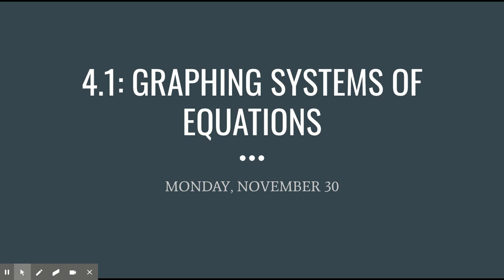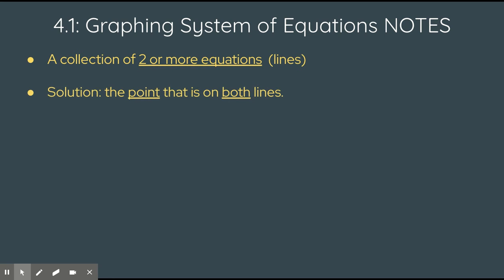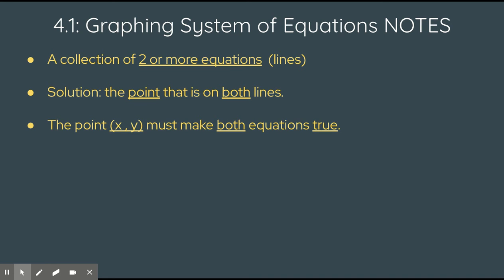So, in this unit we're going to talk about systems of equations, which means we're going to have two or more equations that we have to solve together. We want to know what the answer to both of them put together is at the same time. We've already done this a little bit when we did absolute value equations, where we just had to solve two. The solution to these is the point that's on both lines, or where they cross. And that point, written as x comma y, has to make both equations true.